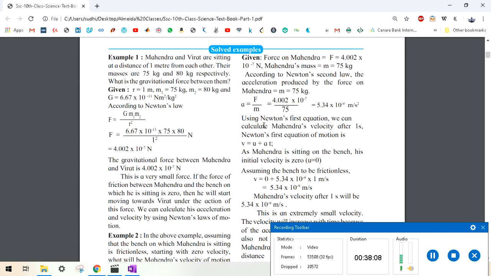What we need is acceleration. Force is equal to mass into acceleration, so acceleration is equal to force upon mass. We have already calculated the force. We simply divide the force by the mass and get the acceleration. Now we put this value of acceleration in the equation, and we find that the final velocity is very small. This is an extremely small velocity.